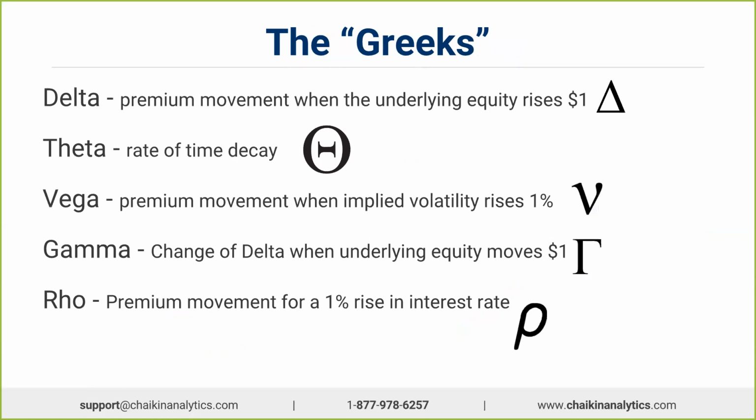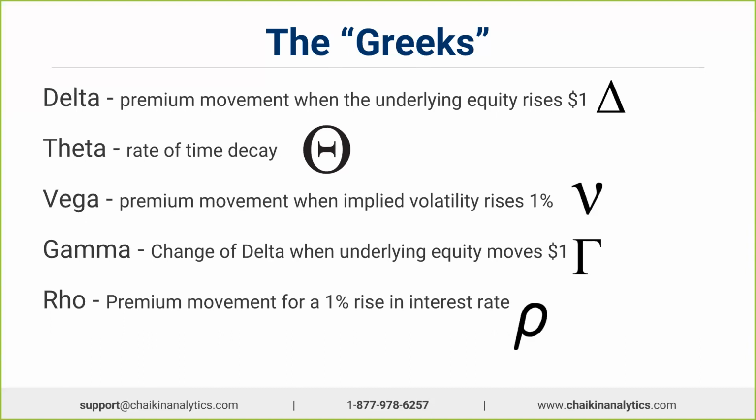Delta tells us how much a premium is going to move based on the stock's movement. Theta is our rate of time decay. Vega tells us how much the premium will move when implied volatility moves. Very important. That's why we look at implied volatility to assess whether or not we should be buyers or sellers, because it's going to affect it, and Vega tells us how much. Gamma tells us how much delta is going to change when the underlying equity moves $1. And rho, this is the last you'll hear me talk about this really, is the premium change for a 1% rise in interest rates.